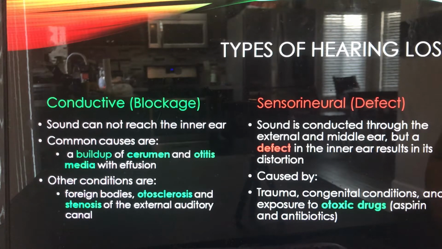And so then in the sensorineural, this is from a defect. So sound is conducted through the external and middle ear, but a defect in the inner ear results in its distortion. And this is usually caused by trauma, congenital conditions, and exposure to ototoxic drugs such as aspirin and antibiotics. So with conductive, it's a blockage, and with sensorineural, it's a defect.